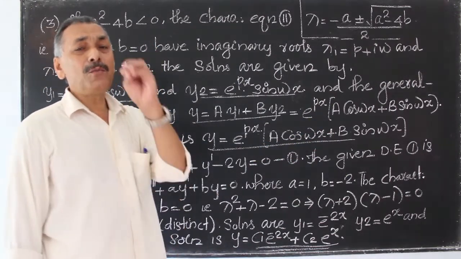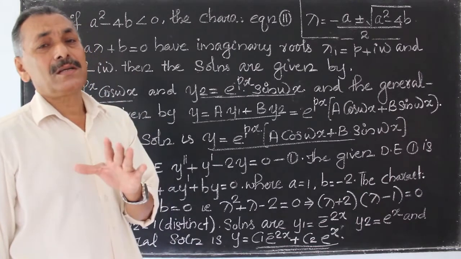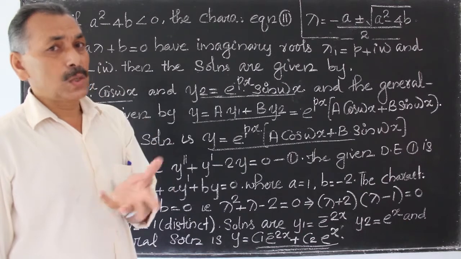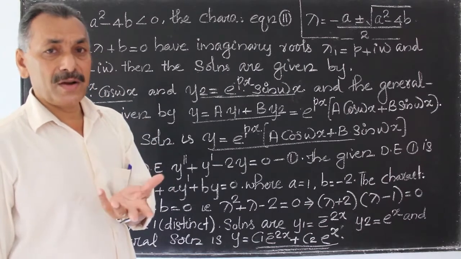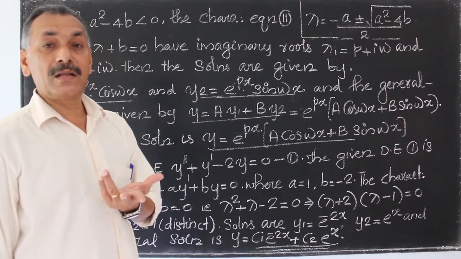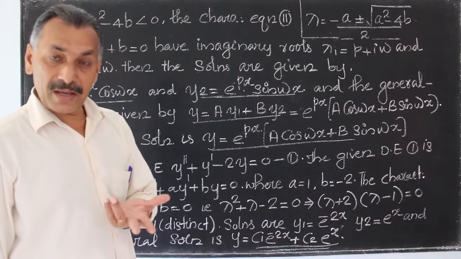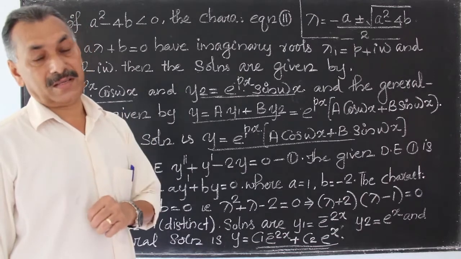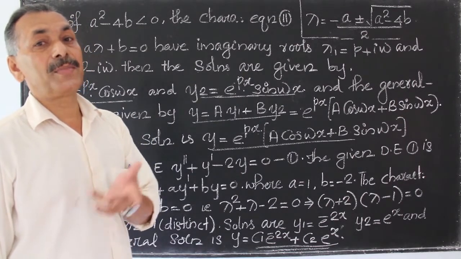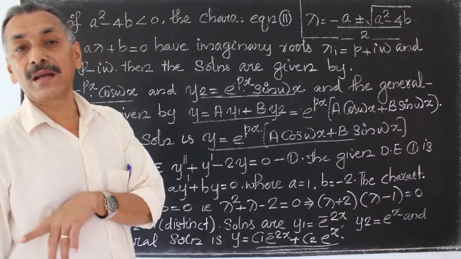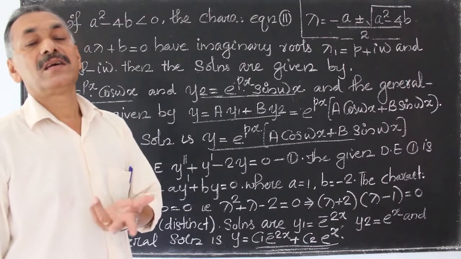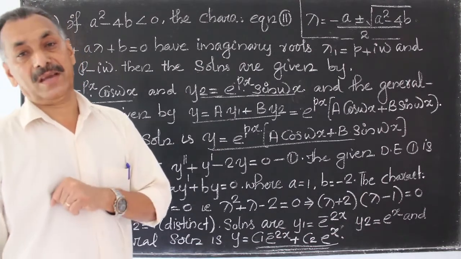Okay. Very important. Again, for distinct roots, the solutions are e raised to lambda 1 x and e raised to lambda 2 x. For a repeated root, the solutions are e raised to lambda x and x e raised to lambda x. For a complex root p plus i omega, the solutions are e raised to px into cos omega x, and e raised to px into sin omega x.